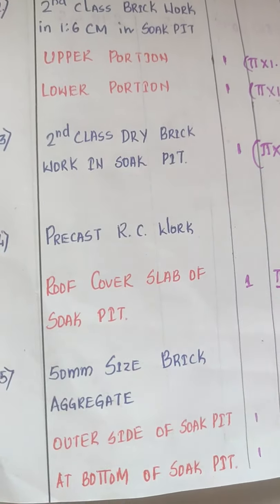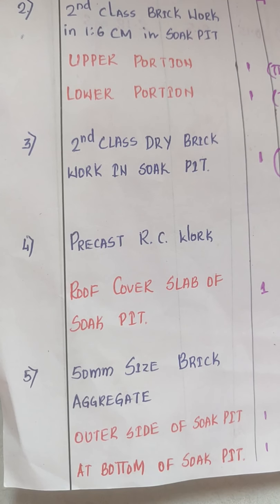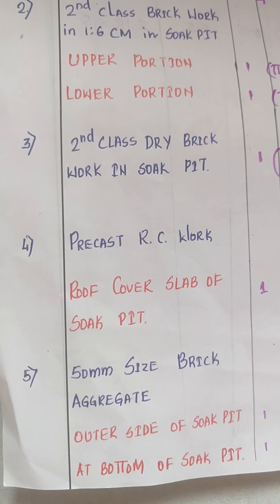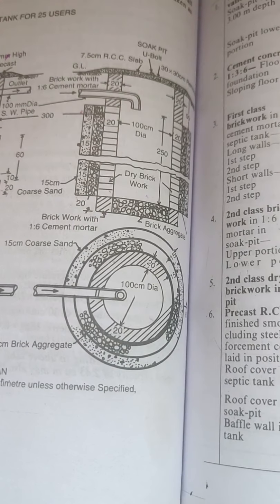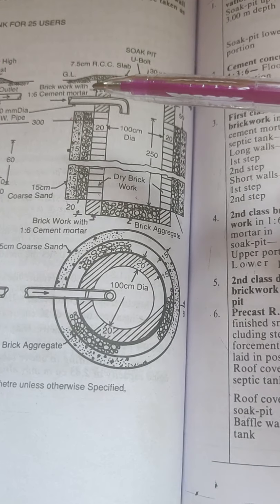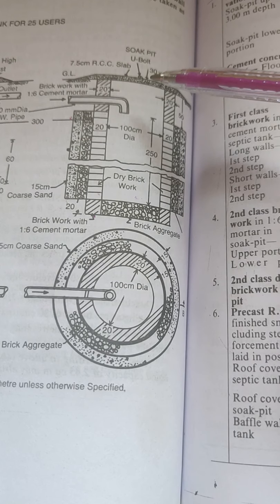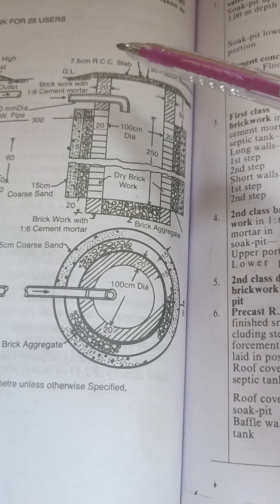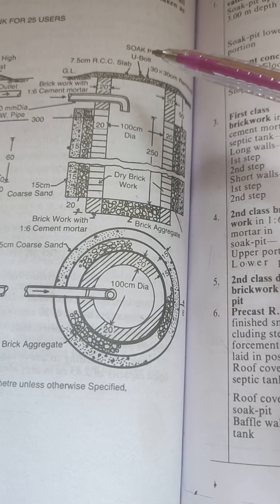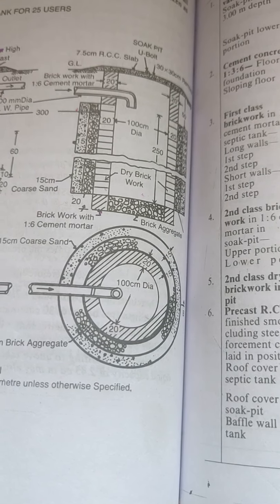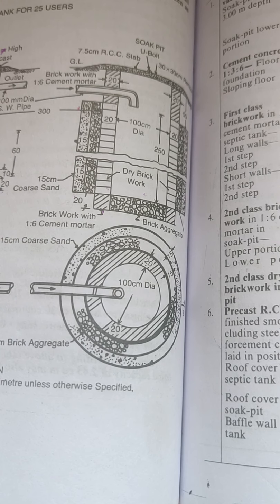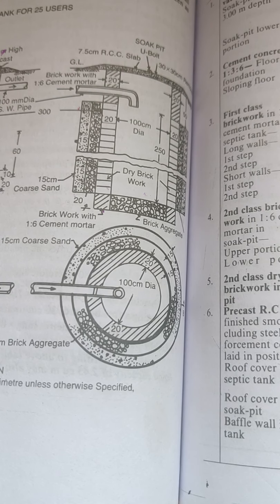Now I'll take up the next quantity, that is precast RC work, and that is the roof cover slab of soak pit. Now the roof cover slab of soak pit, if you have a look here, this is ground level. The roof cover slab for soak pit is given as 7.5 centimeter RCC slab, right? 7.5 centimeter RCC slab, we are supposed to consider it till what?